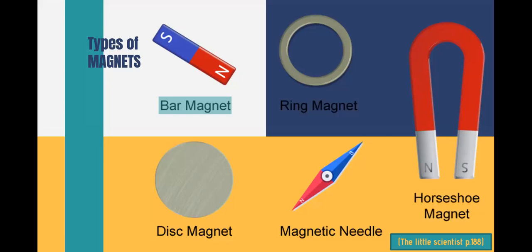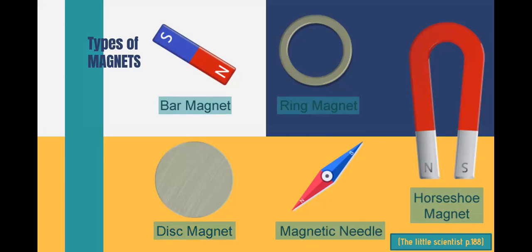Yalla, let's read them again together. 1, 2, 3. No need to unmute yourselves. Read them without unmuting yourselves. Bar magnet, ring magnet, horseshoe magnet, magnetic needle, disc magnet. Magnets have different shapes and types. They come in different forms.